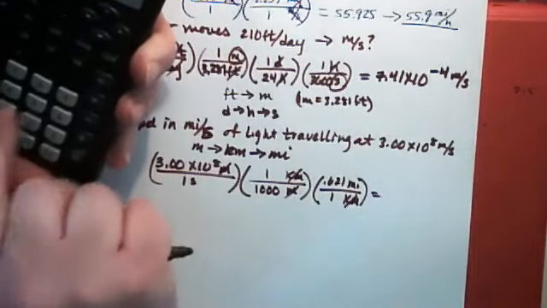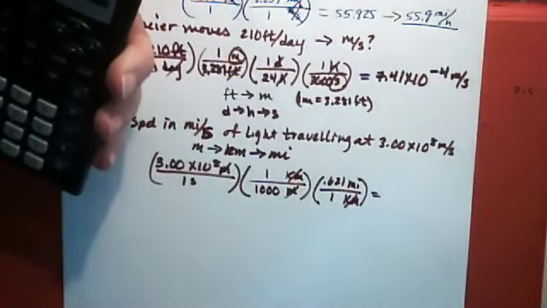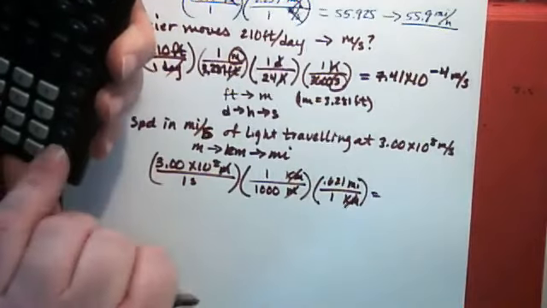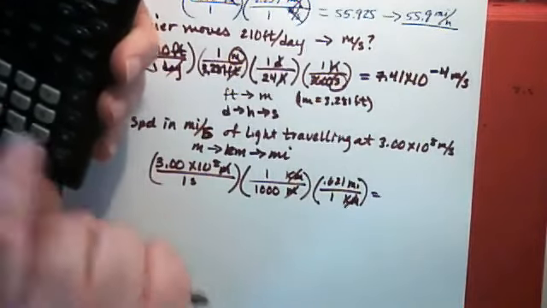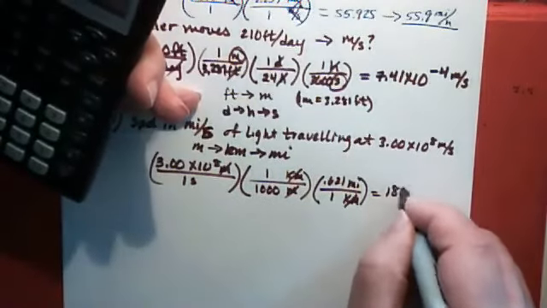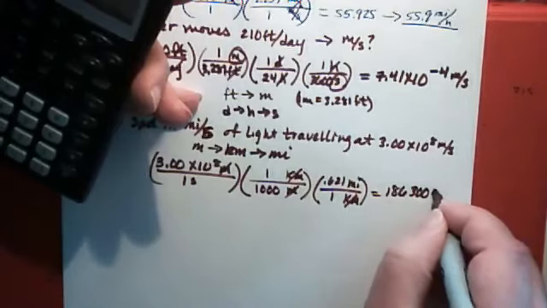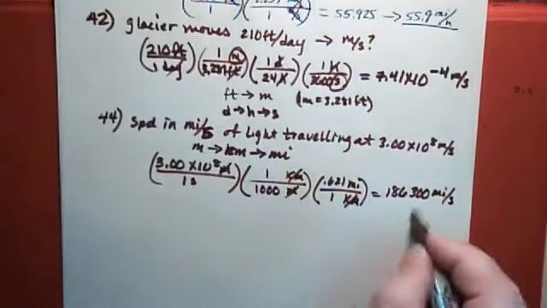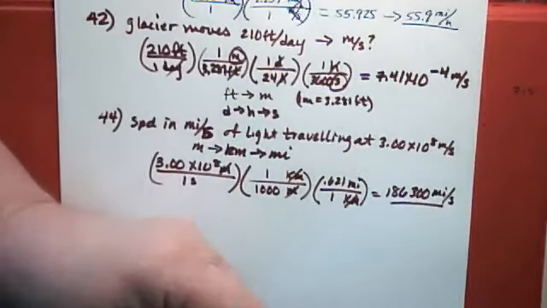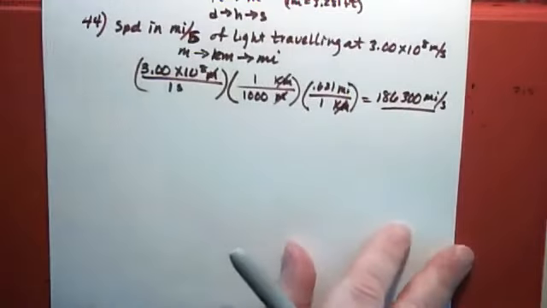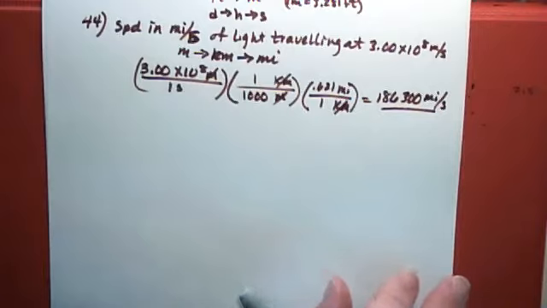So 3 times 10 to the 8th divided by 1,000 times 0.621. And we end up with 186,300 miles per second. And that actually is a fairly well-known number. It's often quoted as the speed of light to put it in terms that are more familiar to most people than meters per second. It's usually rounded off to 186,000 miles per second, but it's actually more like 186,300.